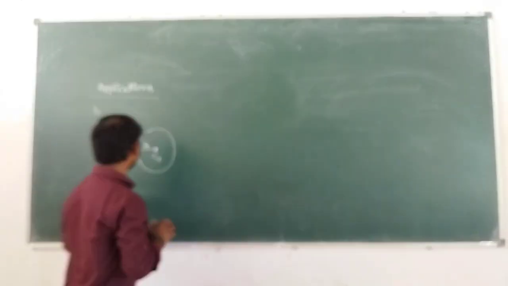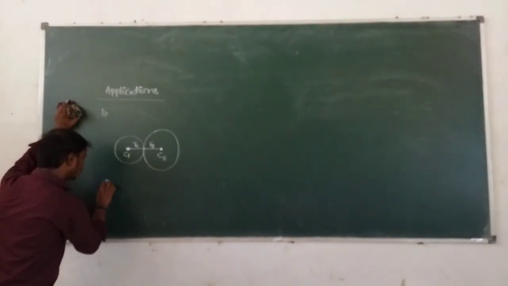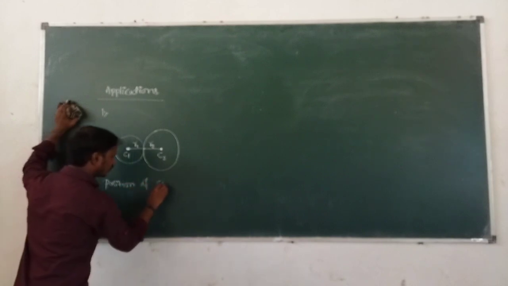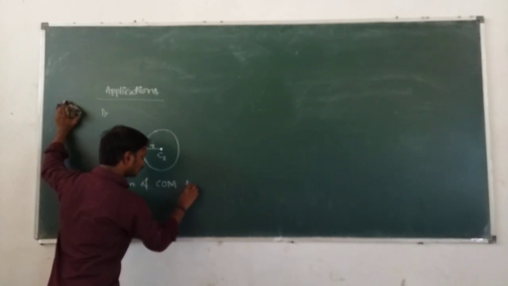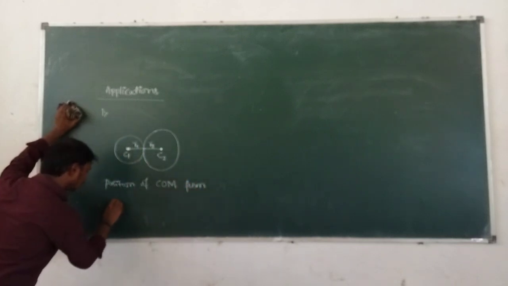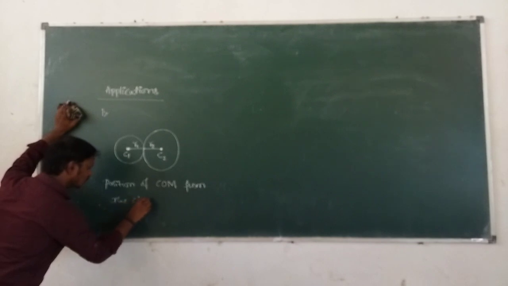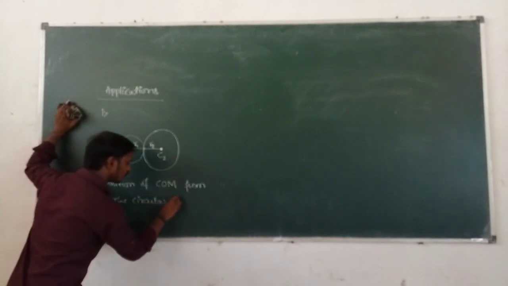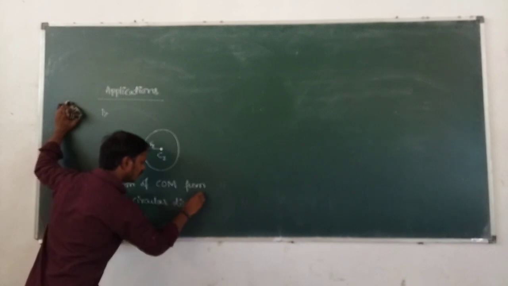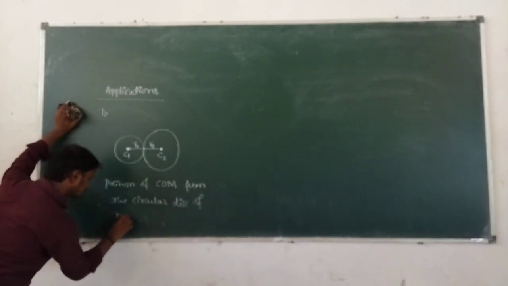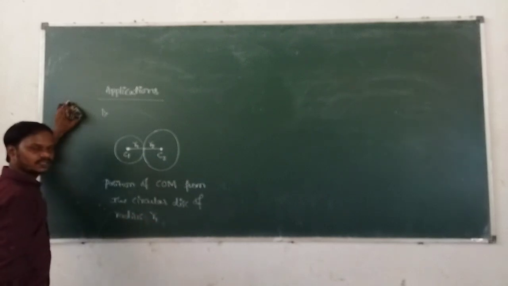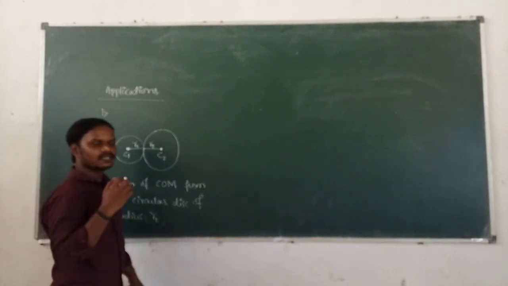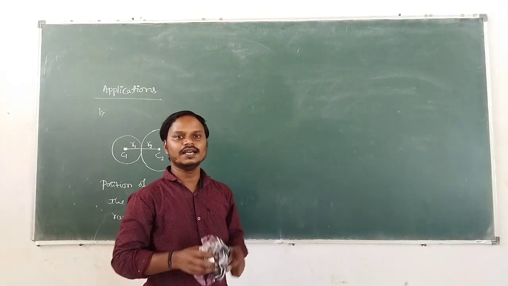Okay, now our aim is to find the position of center of mass from the circular disc of radius r1. It means we are going to find the position of the center of mass from the first disc. Okay, so the center of mass is always near the heavier mass.